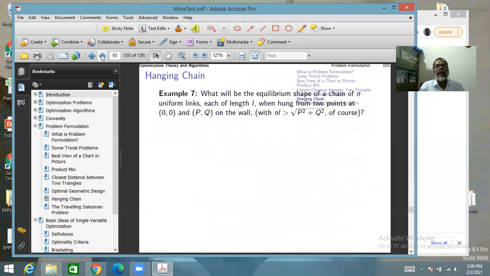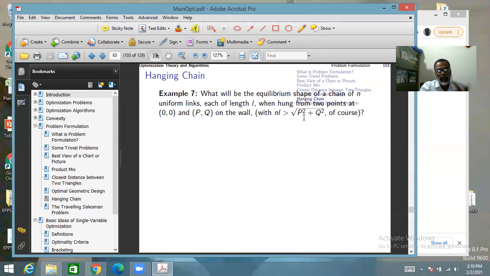Okay, another interesting problem: what will be the equilibrium shape of a chain of n uniform links, each of length L, when hung from 2 points on the wall? The relative position of one point from the other has been given with this. One you can consider as origin, the other is (P, Q). So horizontal distance P, vertical distance Q. Okay. Of course, total length of the chain should be greater than the square root of P squared plus Q squared.